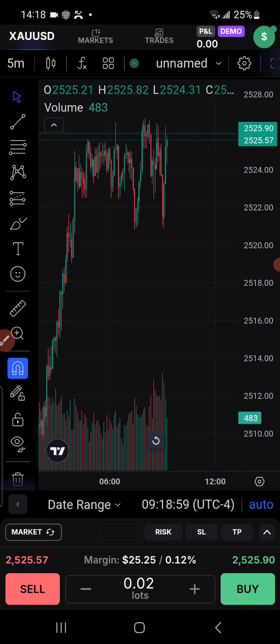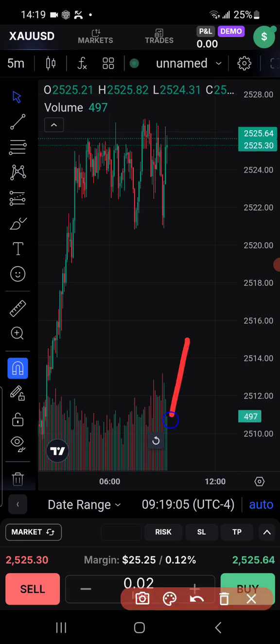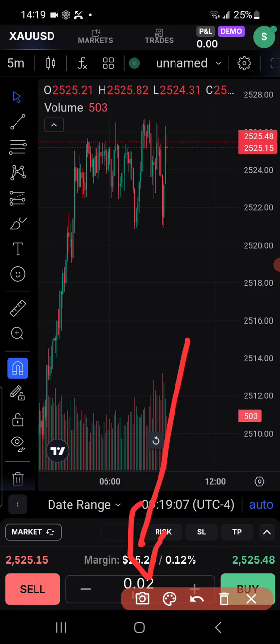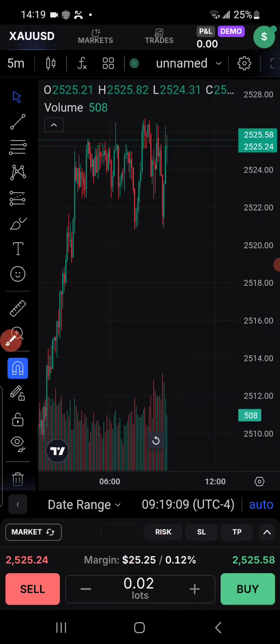What I'll then do is first of all make sure my lot size is correct. Your lot size is what you have here. It's important. You see it's on 0.02. For a beginner, you are using 0.02 or 0.01. You're trying to get familiar with the platform. So make sure it's on 0.01 or 0.02. Is that okay? So it's 0.02.